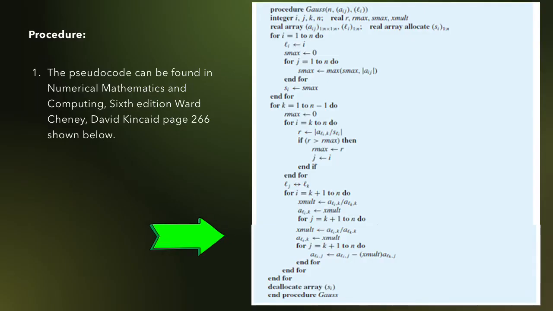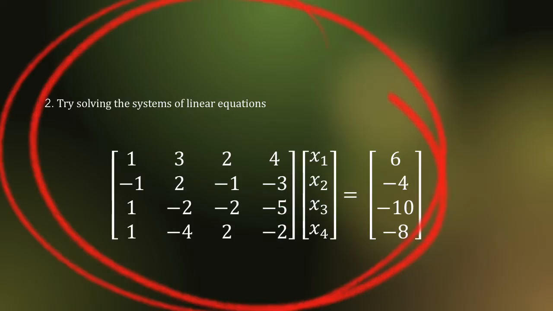This is our procedure. The pseudocode can be found in Numerical Mathematics and Computing, 6th edition, Ward Cheney and David Kincaid, page 266, shown below. Procedure number 2 contains a matrix of equations and we're going to solve it using MATLAB.